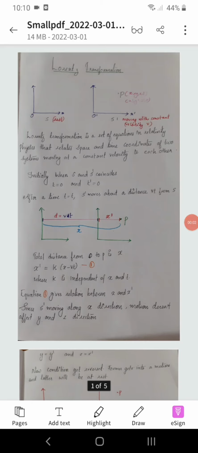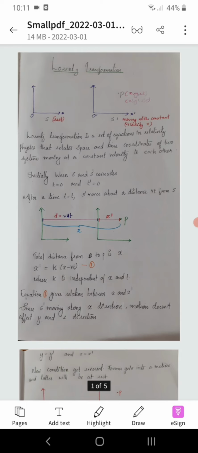Hello everyone. Today I am going to take a class on Lorentz transformation. Lorentz transformation is a set of equations in relativity physics that relate the space and time coordinates of two systems moving at a constant velocity to each other.